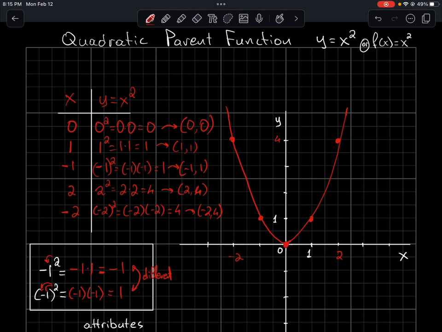Now this is the graph of y equals x squared. We always write with the same color the name of the function whose graph we're dealing with. Now this has a name. The most common name is a U-shaped curve. It also has the official math name that is called a parabola.